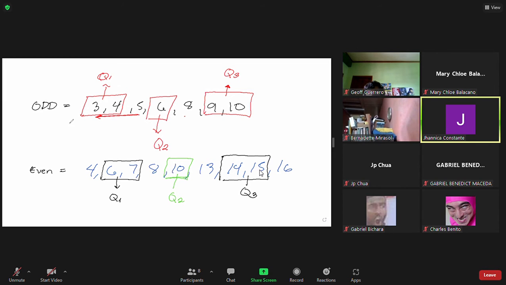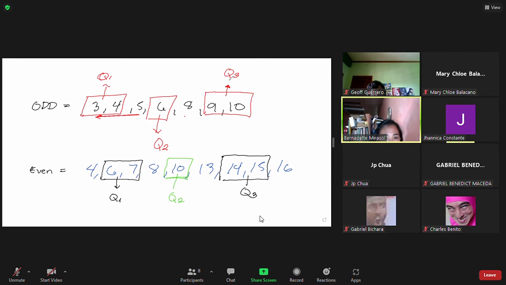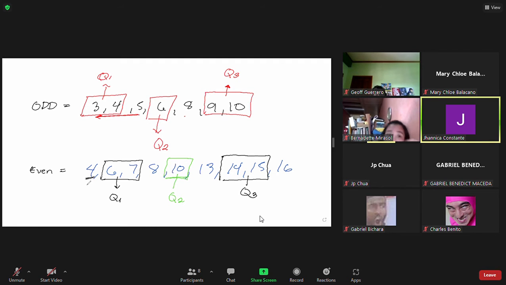Any questions about quartiles before we proceed with percentile? Are we okay with quartiles? Teacher, yes po. Why was the 4 not included? I mean, the ones at the last, why are the last ones not included? Here? Okay. Why is it not included? Because you're just getting the 25% of quartile 1 and quartile 3.